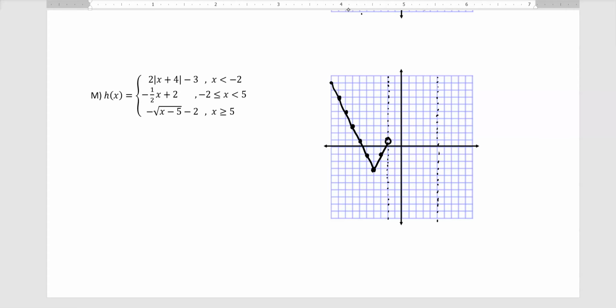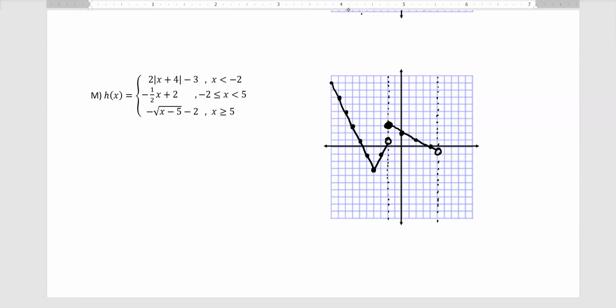And then we have negative 1/2 x plus 2 between negative 2 and 5. So negative 1/2 x plus 2 has a y-intercept of 2 and goes down 1, right 2, down 1, right 2, or up 1, left 2. This one will have a closed circle there, and we'll have an open circle where it would cross at 5. There we go. That's the most unstraight line I think I've done in a really long time. Let's try that again.